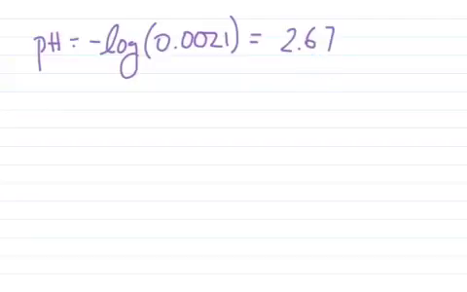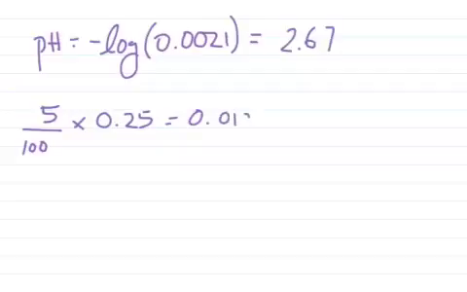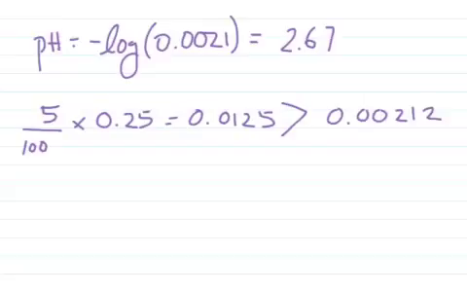Now we're going to check to make sure our assumption that it is a weak acid is correct. So I'm going to take 5% and divide it by 100, and then I'm going to multiply it by the concentration to get 0.0125. Because this number is so much bigger than 0.00212, which is the number I got, I know that this was valid because this is my 5% error and this is the number I actually received.